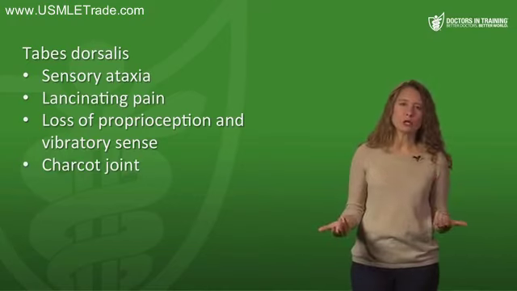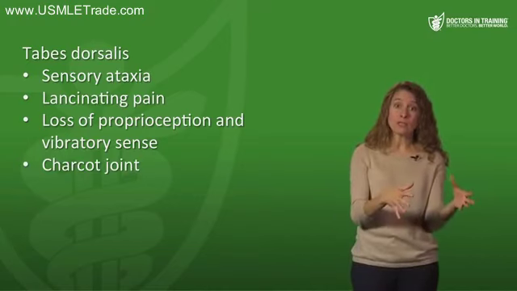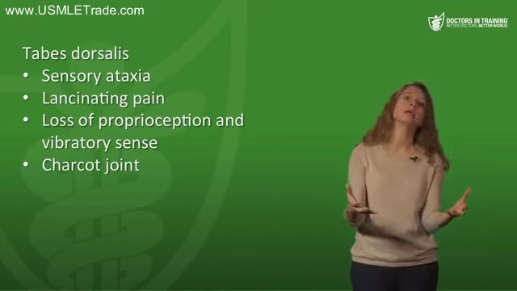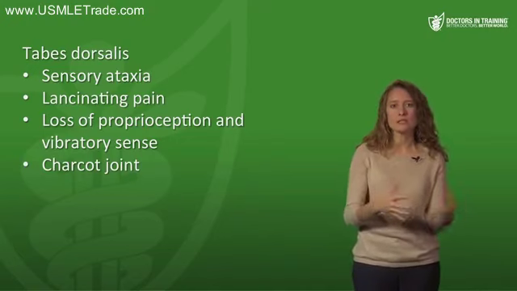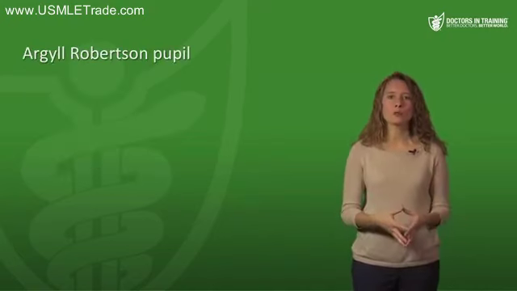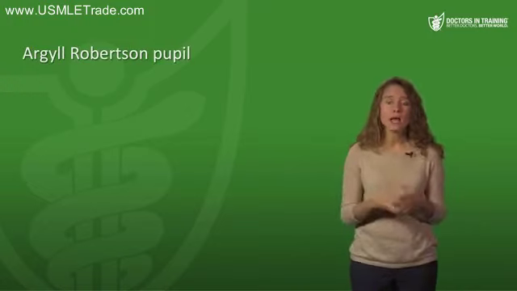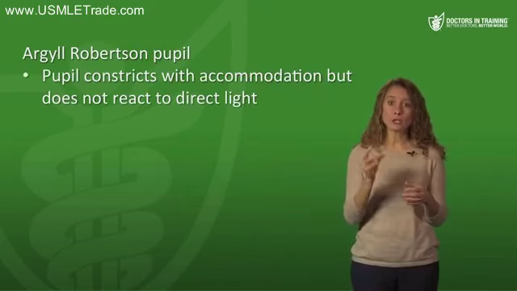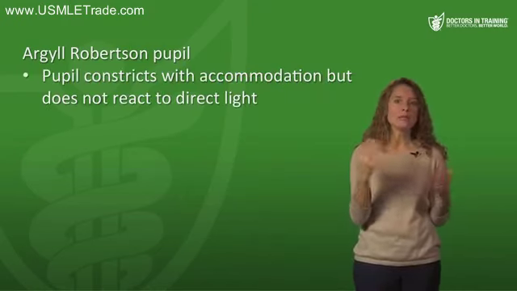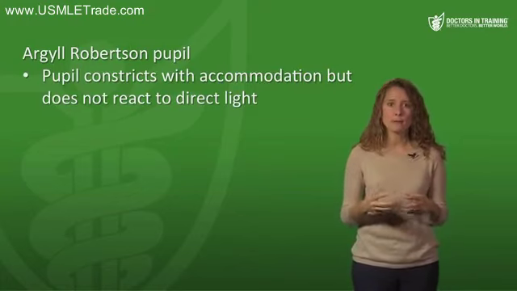We usually only see Charcot joint in diabetic patients at this point in the United States, but it was previously described in syphilis. Now, what about Argyll-Robertson pupil? Well, this is a pupillary abnormality that can be seen with either general paresis or with tabes dorsalis. And what you see on exam is a pupil that constricts with accommodation, but it doesn't react to direct light.